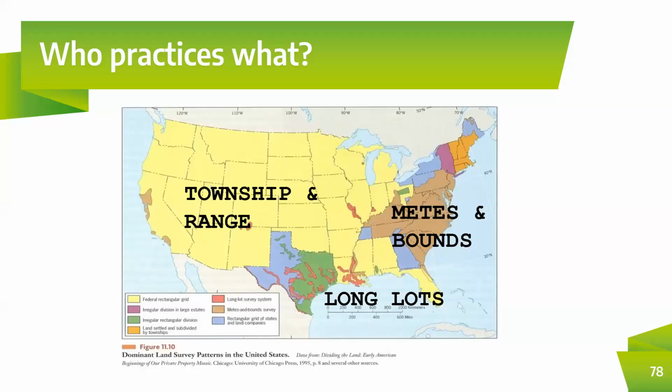So who practices what? You can get a sense of the historical use of these surveys. Like I said, metes and bounds was mainly used by the British in the North American colonies, the American colonies. The long lot system was used where the French used to rule in the United States, or where they had land. And township and range was done in the 19th century as the U.S. expanded westward.